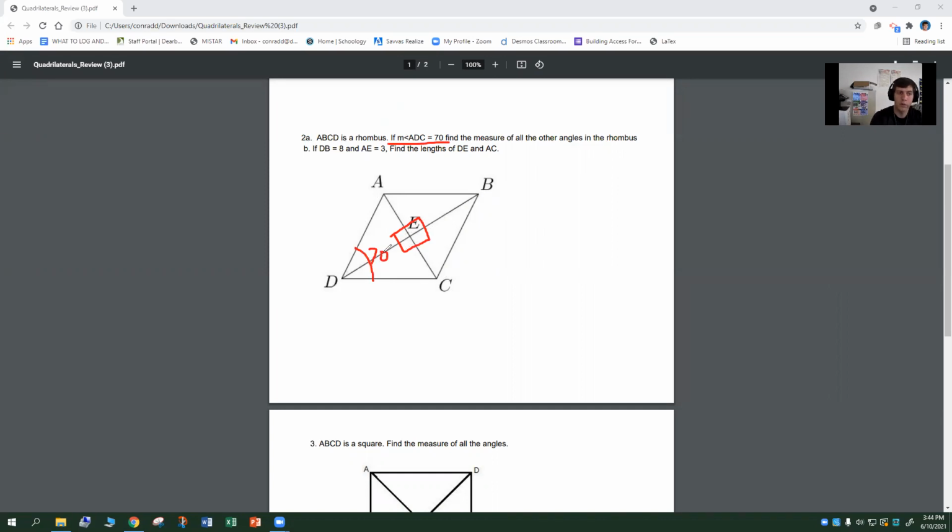The other property we know about the diagonals of a rhombus is that they bisect the opposite angles. So if we bisect the angle, we're splitting it in half. We're splitting it into 2 equal pieces. So each of these small ones here is going to be 35 and 35. We're splitting that 70 in half. Okay, so let me just get rid of the 70. We're splitting it in half to 35 and 35.